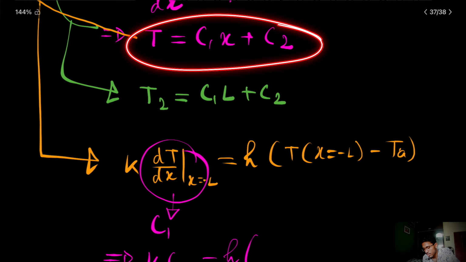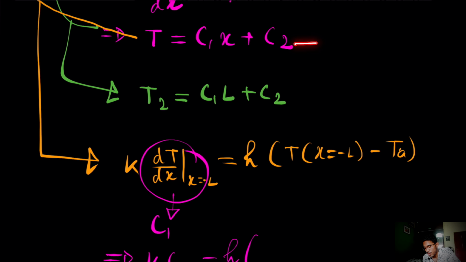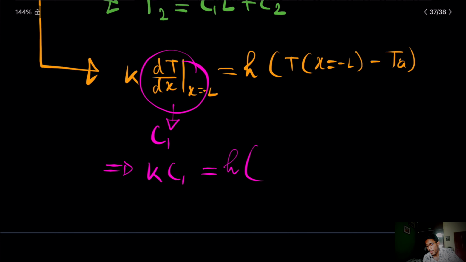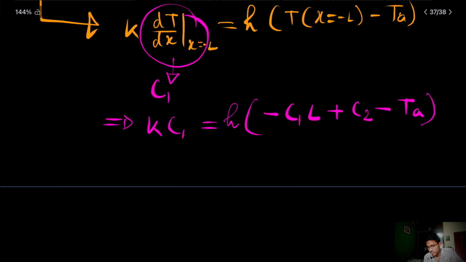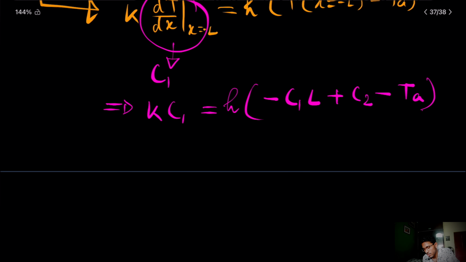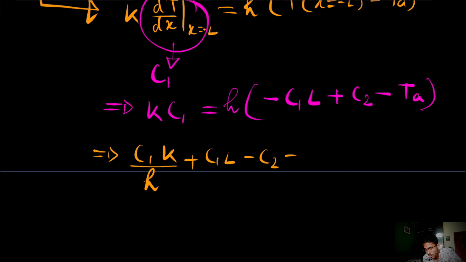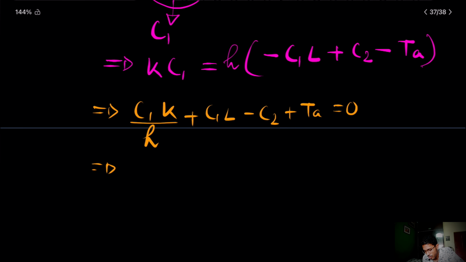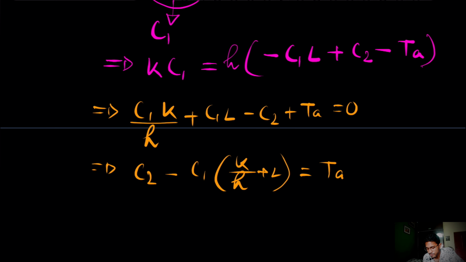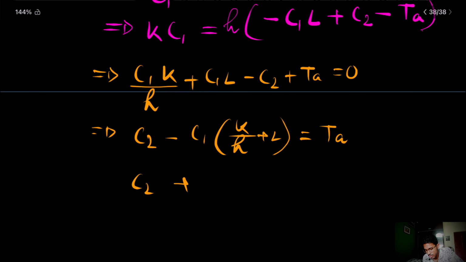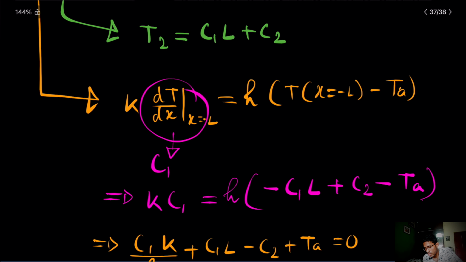So we know that T at x equal to minus L is nothing but, from this equation, T at x equal to minus L equals c1 into minus L plus c2. So this will be minus c1L plus c2 minus Ta. Okay, so you have two equations. So this will be c1 into k by h plus c1L minus c2 plus Ta is equal to 0. So c2 minus c1 into k by h plus L is equal to Ta. Another equation is c2 plus c1L is equal to T2.